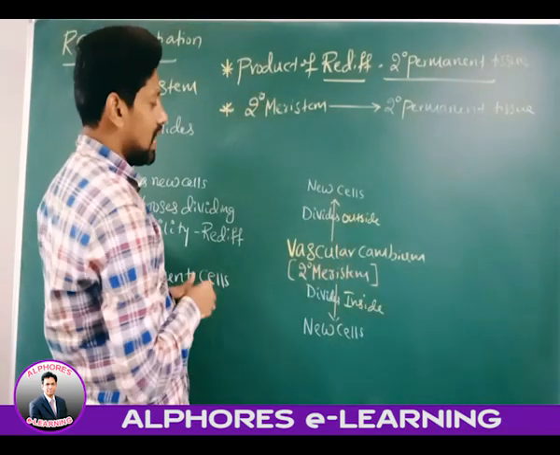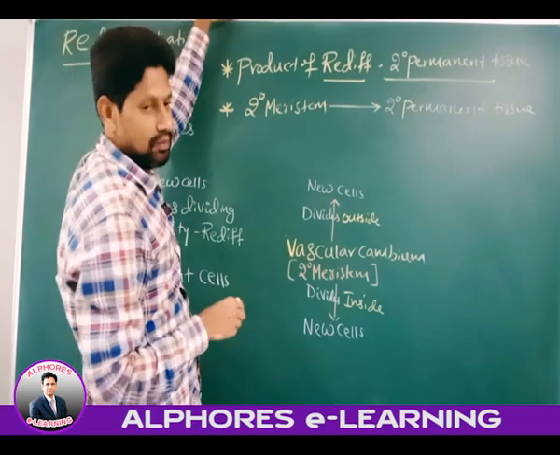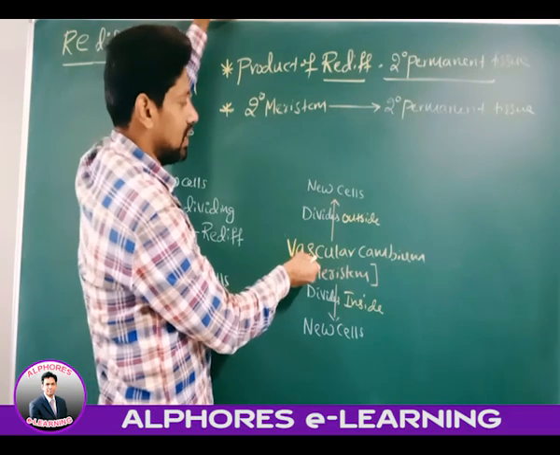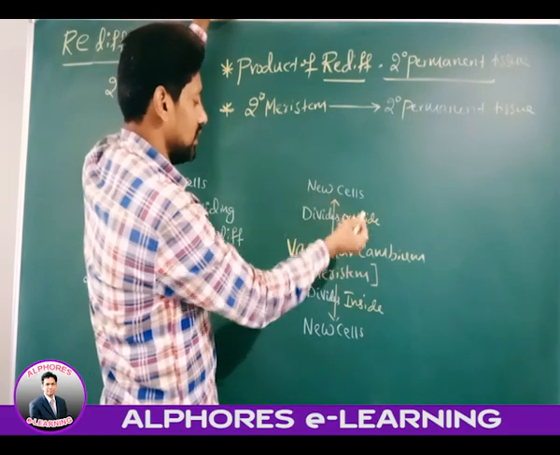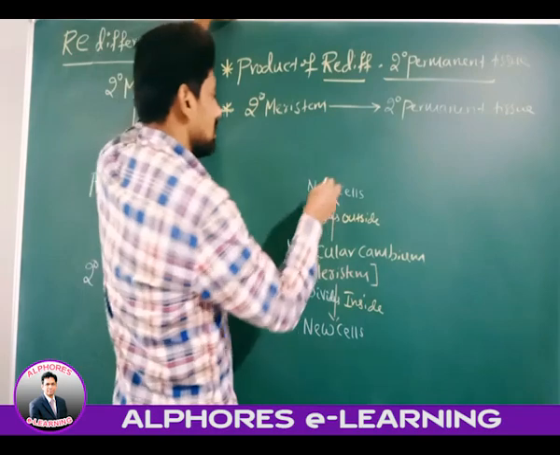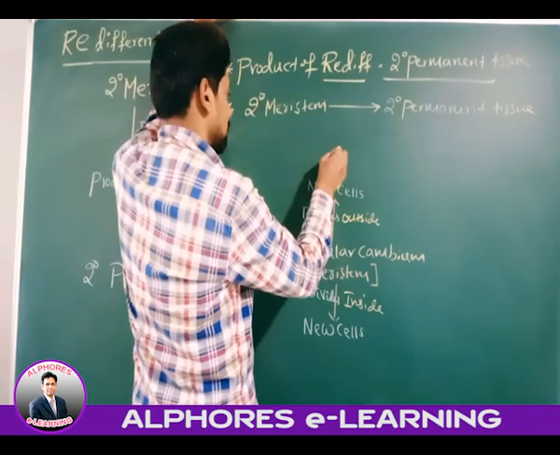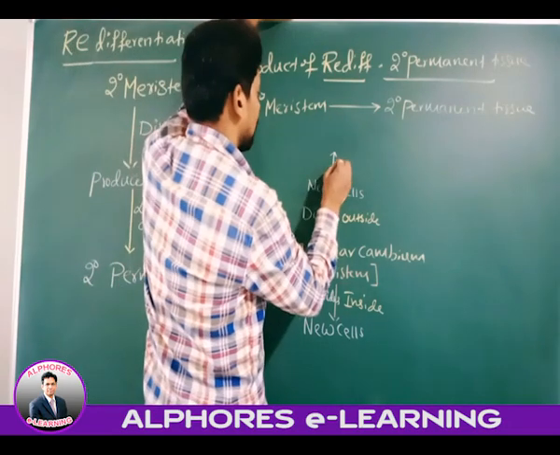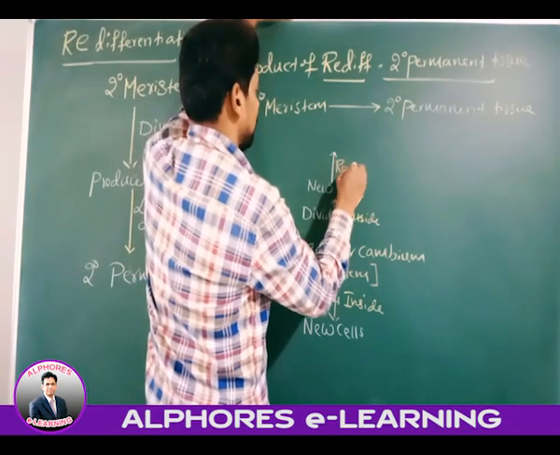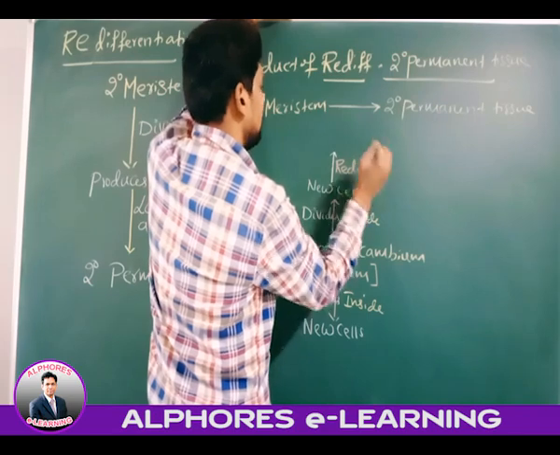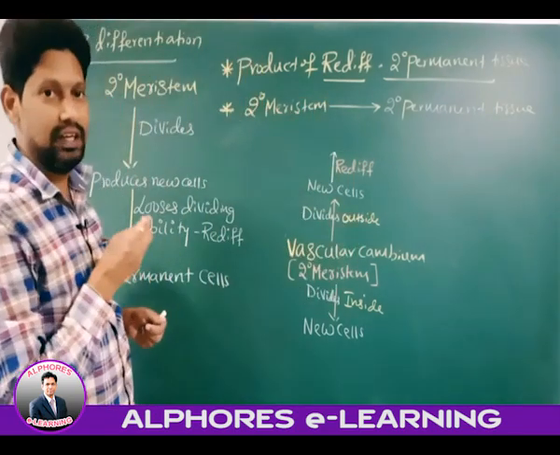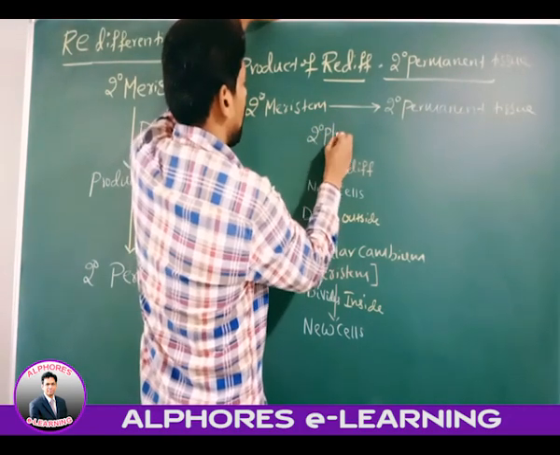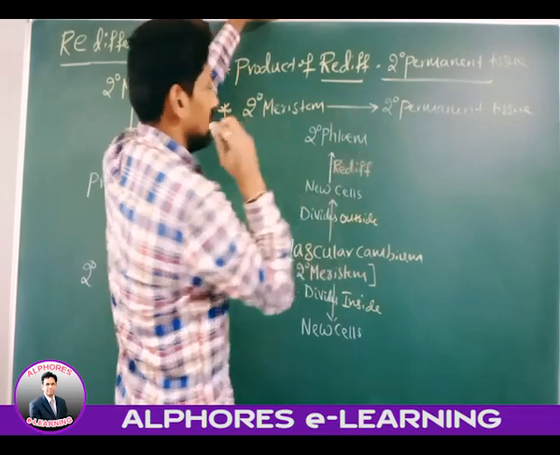Sir, vascular cambium is a secondary meristem, so it can divide. When vascular cambium divides, it produces new cells towards the outside and new cells towards the inside. Sir, the new cells produced towards the outside undergo which process, sir? They undergo a redifferentiation process. Be careful, I am not saying de-differentiation, I am saying redifferentiation, and it produces secondary phloem.